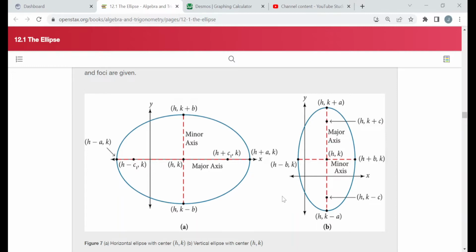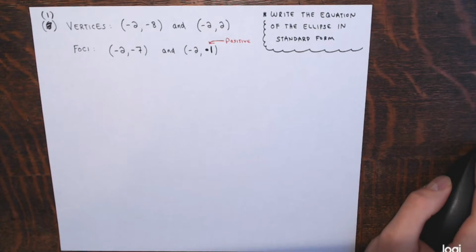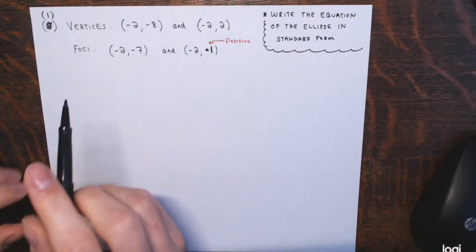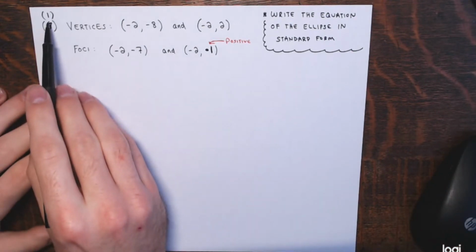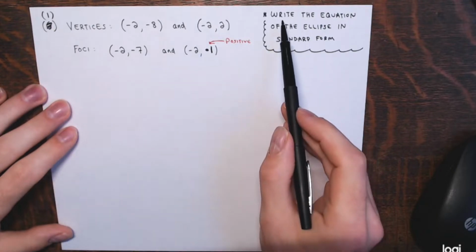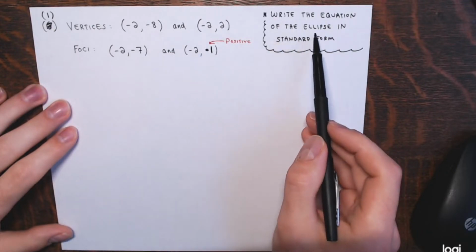Like in the last video, in the examples I'm going to do, we're just going to be given information about an ellipse and asked to write the equation of that ellipse in one of those standard forms. So let's do that. My first example, example 1: write the equation of the ellipse in standard form.